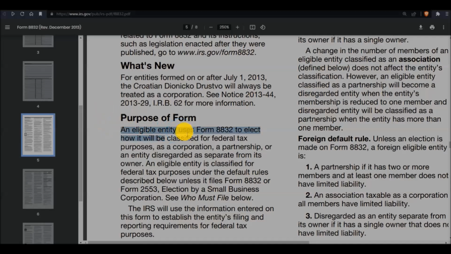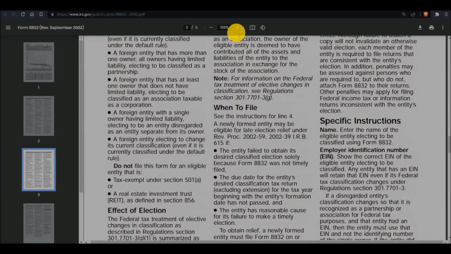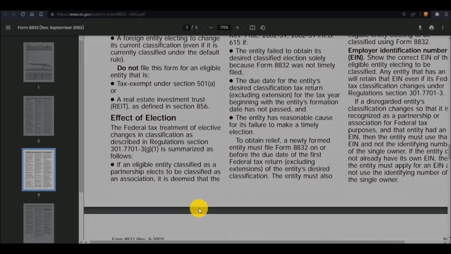An eligible entity uses Form 8832 to elect how it will be classified for federal tax purposes. What are the examples of those classifications? They tell you: as a corporation, a partnership, or an entity disregarded as separate from its owner. See this tertiary form of classification? That's what we're here for. One thing I'd like to bring your attention to now is a caveat they provide as to who does not need to fill out 8832. It's self-explanatory.